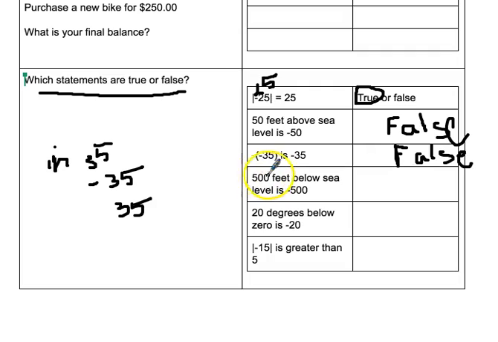The next one, 500 feet below sea level is negative 500. That is true. If you're below sea level on a vertical number line, you're below 0. That is a negative number. 20 degrees below 0 is negative 20. Again, that is a true statement. Okay? And the absolute value of negative 15 is greater than 5. Well, the absolute value of negative 15 is 15. 15 is greater than 5, and that is true.